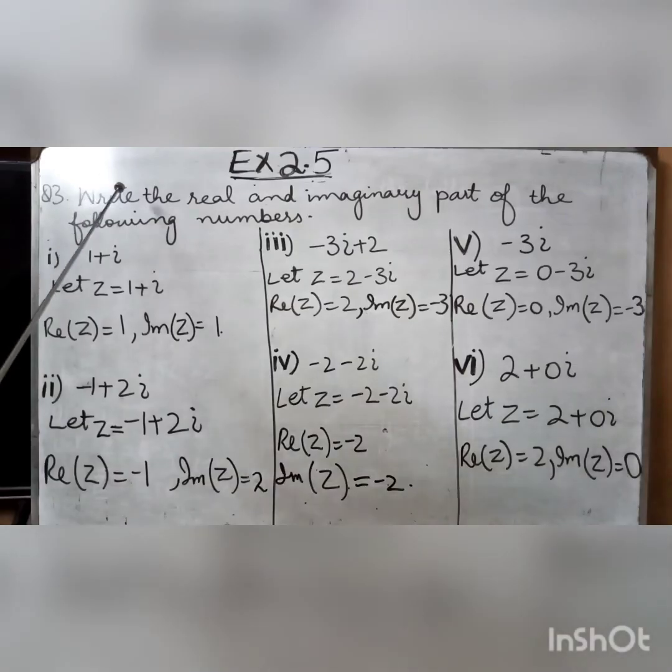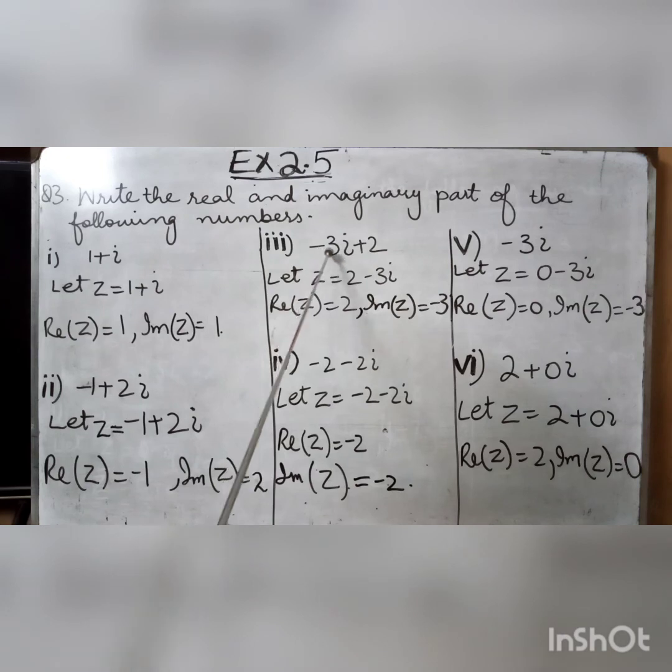Question number 3. Write the real and imaginary part of the following numbers. First part, 1 plus iota. Let z is equal to 1 plus iota. So the real part of z is equal to 1, imaginary part of z is equal to 1, which is the coefficient of iota. Second part, minus 1 plus 2 iota. Let z is equal to minus 1 plus 2 iota. So the real part of z is equal to minus 1 and imaginary part of z is equal to 2, which is the coefficient of iota.